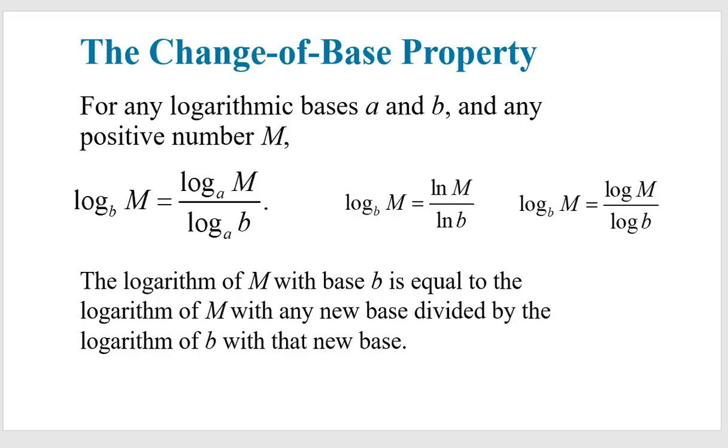If you have log base b of m, so any base at all, choose whichever log you want. So log base a, whatever you want the base to be. Base e, you'd write it as natural log. If you choose base 10, you would just write it as common log. And the number goes in the numerator and the log of that base goes in the denominator. And then you can plug that in your calculator and evaluate it as necessary.